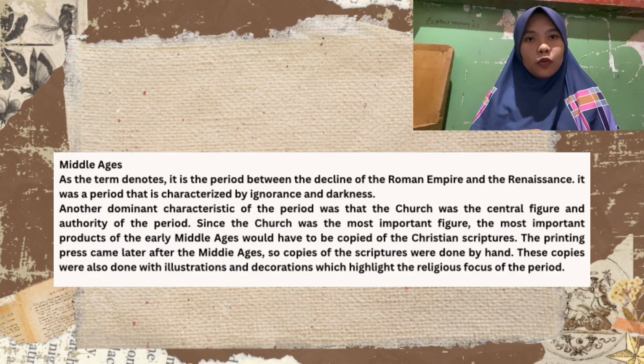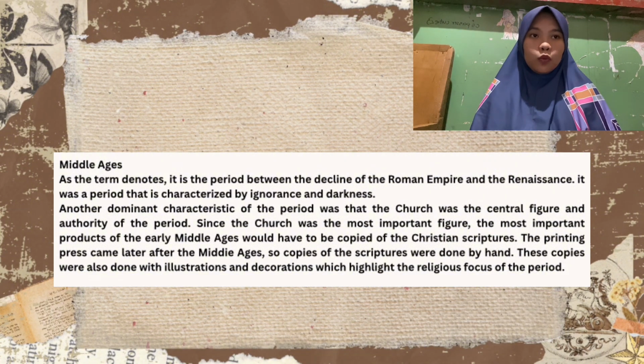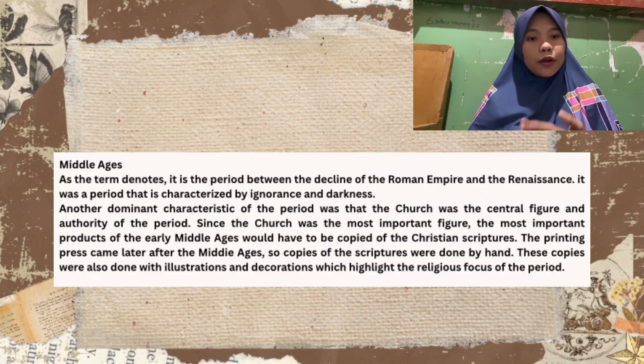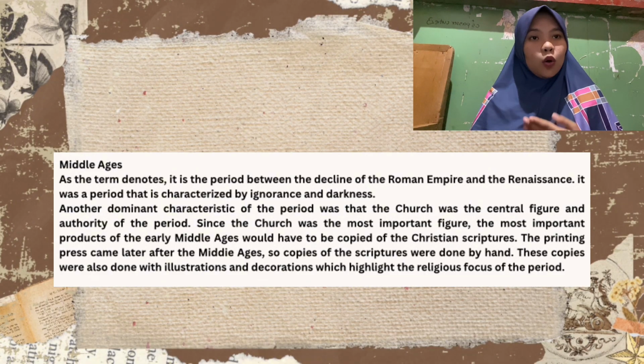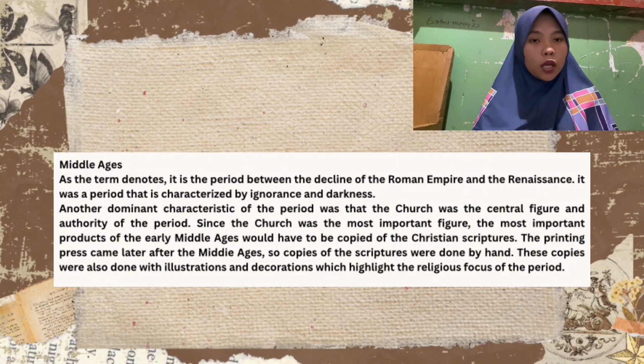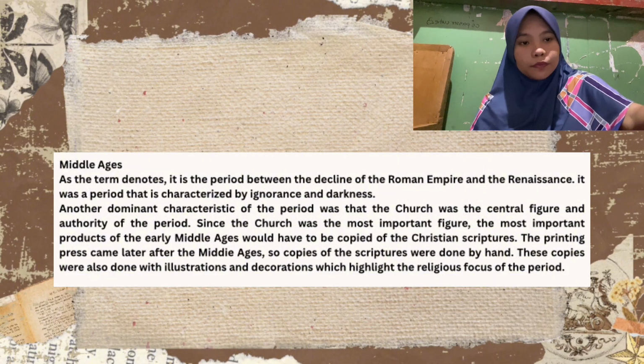So, now, moving forward to the Middle Ages. The Middle Ages is the period between the decline of the Roman Empire and the Renaissance. This era is often described as a time of ignorance and darkness, although modern historians sometimes debate that description. During this period, the church became the central authority in society. It was not only a religious institution but also a powerful social and political force.